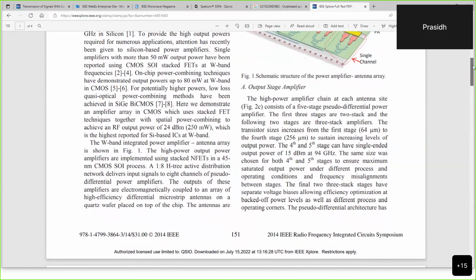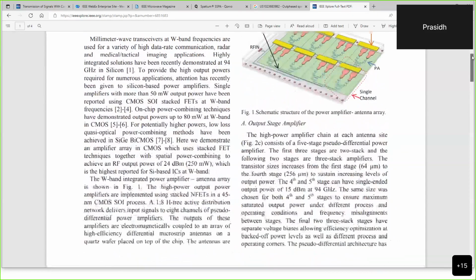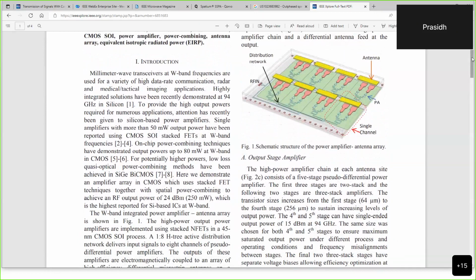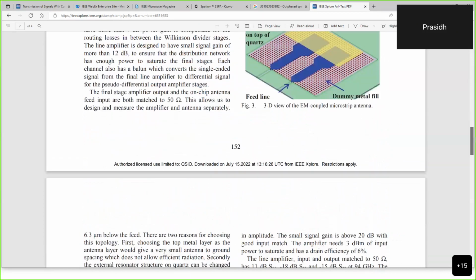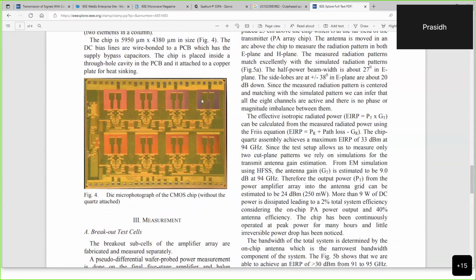As on the day they designed, the best antenna efficiency that they were able to get was about 40%. But things have improved as of today, particularly with the antenna simulation tools that are available. So this is the practical implementation of the CMOS chip.